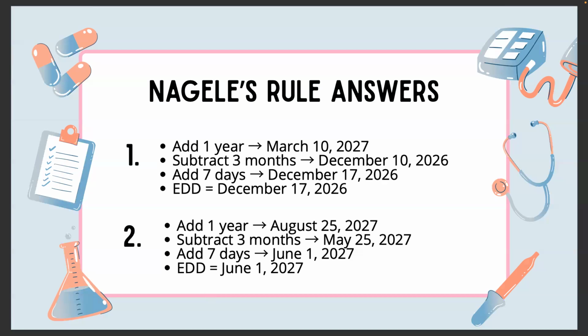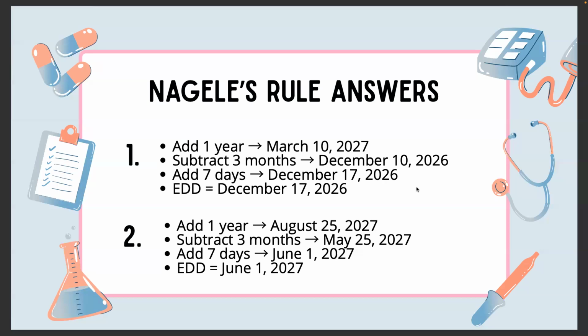If their last menstrual cycle is August 25th of 2026, we add a year, we get August 25th, 2027. Subtract 3 months, we're in May of 2027. Add 7 days, you're at June 1, 2027, which is my dog's birthday. One of my dog's birthdays.